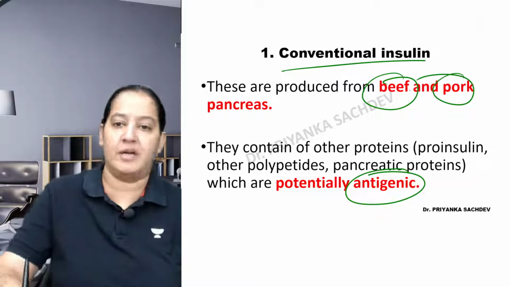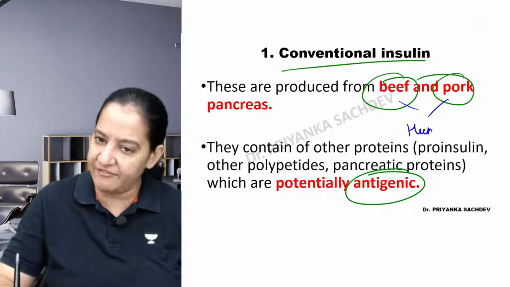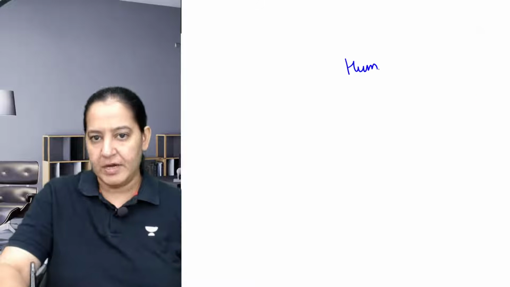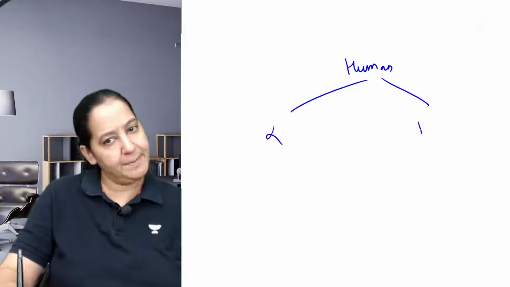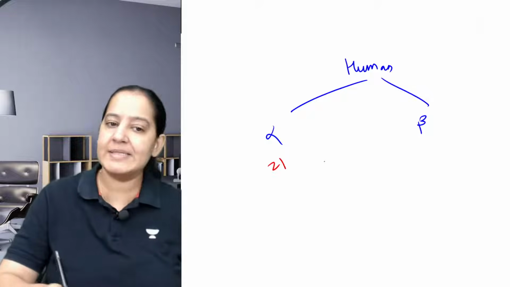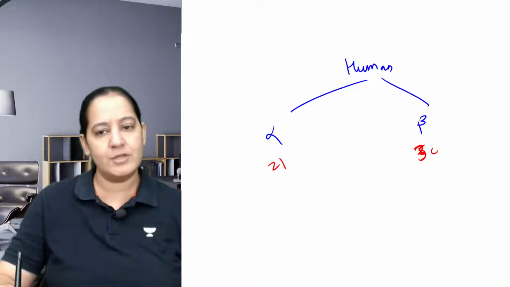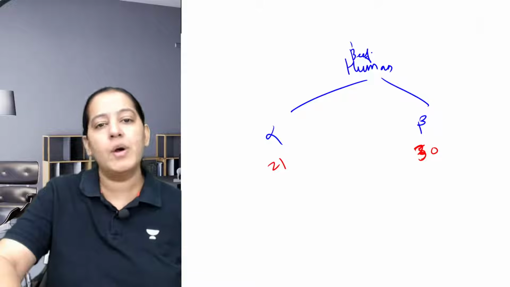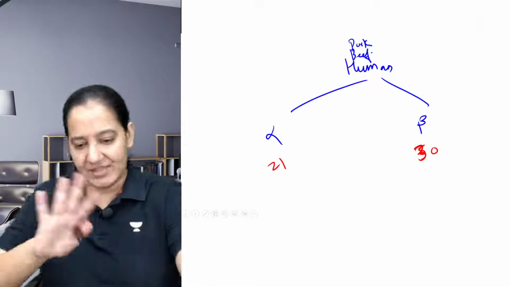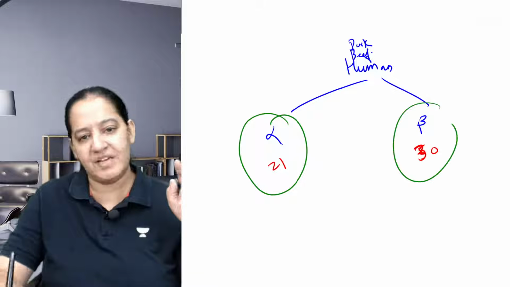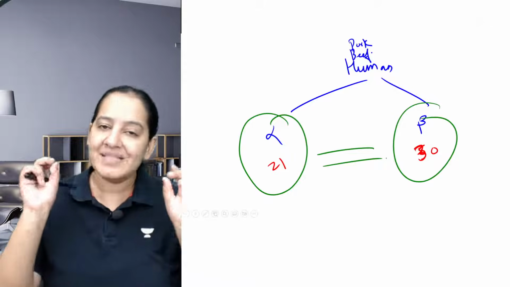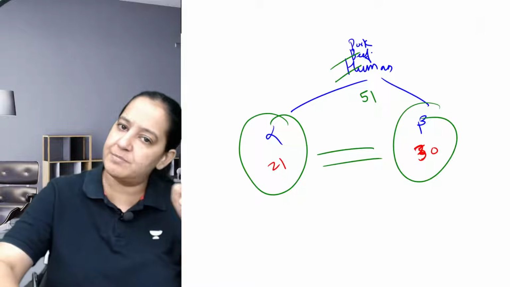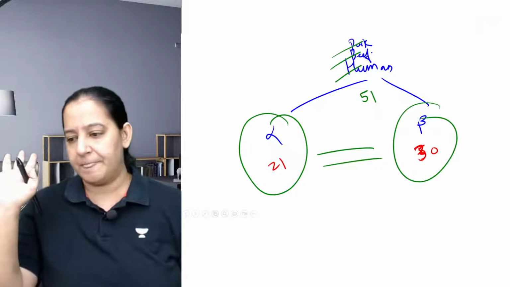So you should ask me a question: do beef and pork insulin differ from human insulin or are they the same? You tell me, how many chains does human insulin have? Human insulin has 2 chains, alpha and beta. Alpha has 21 amino acids and beta has 30 amino acids, total 51. The beef, that is cow, and pork, that is pig, also have this distribution. They also have insulin with alpha and beta chain with the same number of amino acids. But some amino acids differ. Total amino acids are 51, whether it is human, beef, or pork. The first thing you must understand.